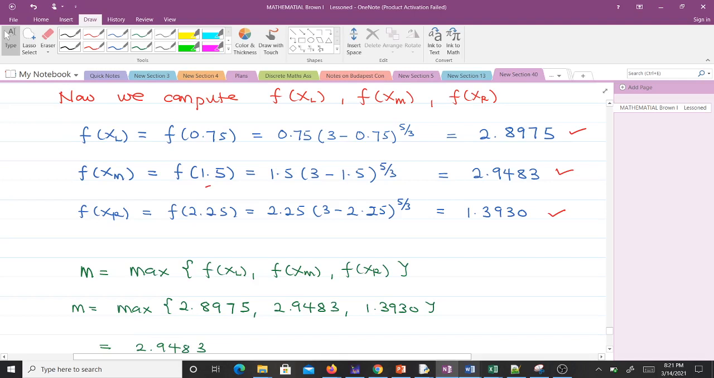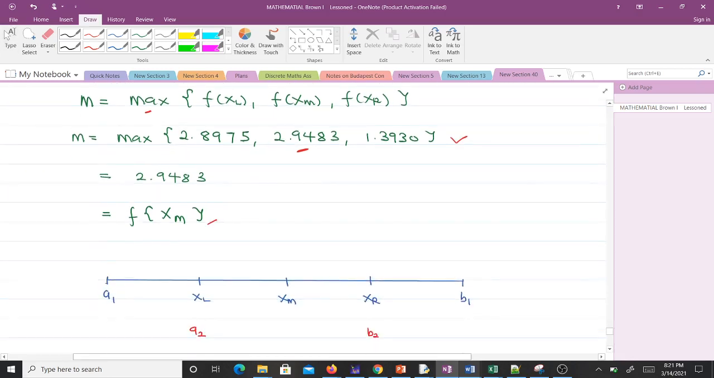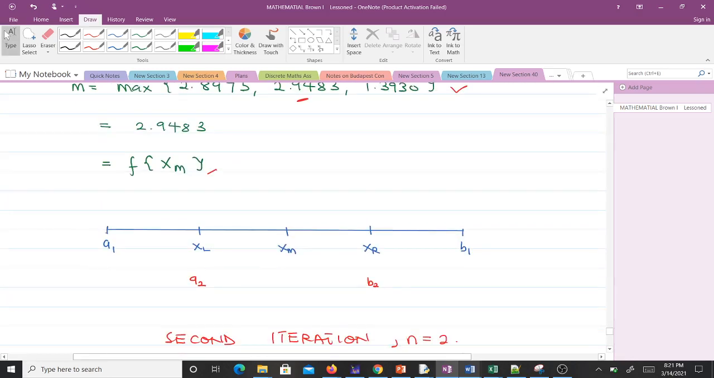So that's why it's equal to the maximum, the max. So f of xl, f of xm, f of xr. So making substitution, we have this. So out of these values, which of them is the largest? You can see it is 2.9483, and that corresponds to f of what? Xm. So that means our m is equal to f of xm.